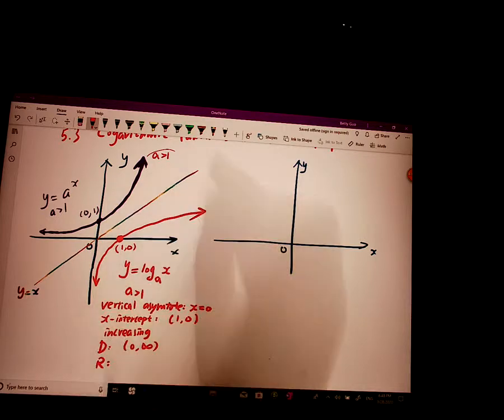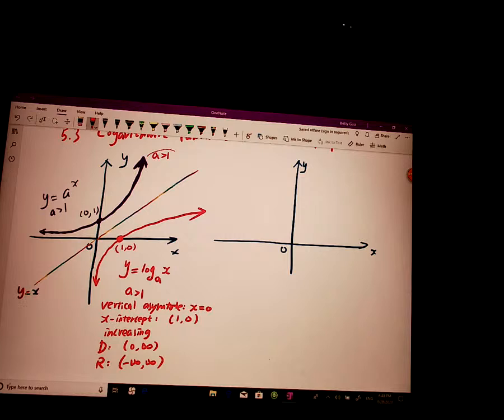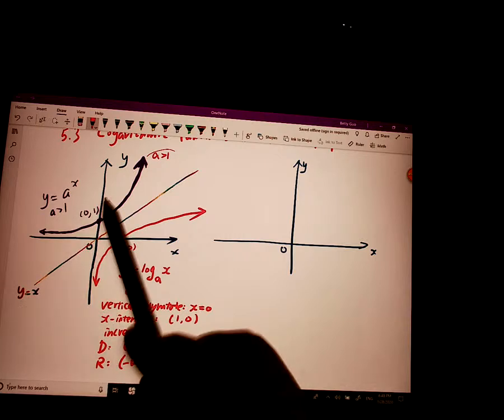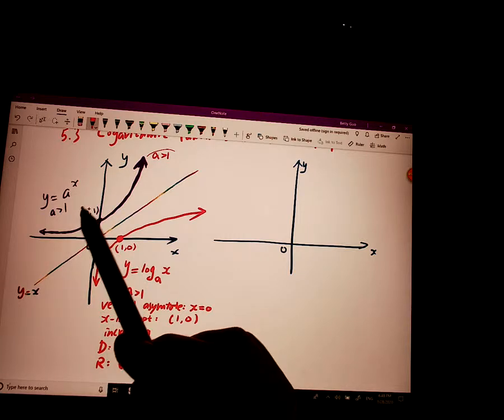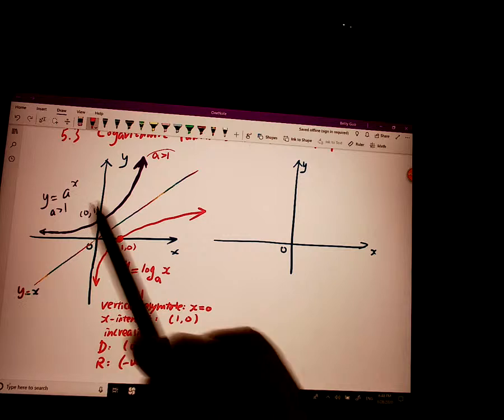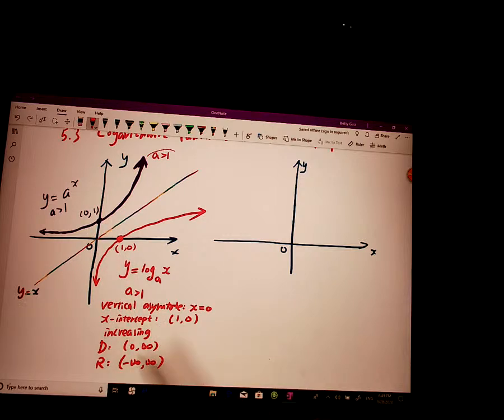Range is all real. Do you guys remember a fact from inverse functions? If two functions are inverse of each other, then their domain and range are interchanged. The exponential function has domain all real, range all positive. Then for the logarithmic function, domain is all positive, range is all real. Does that make sense? They are all consistent. All right, we are applying what we have learned from before.